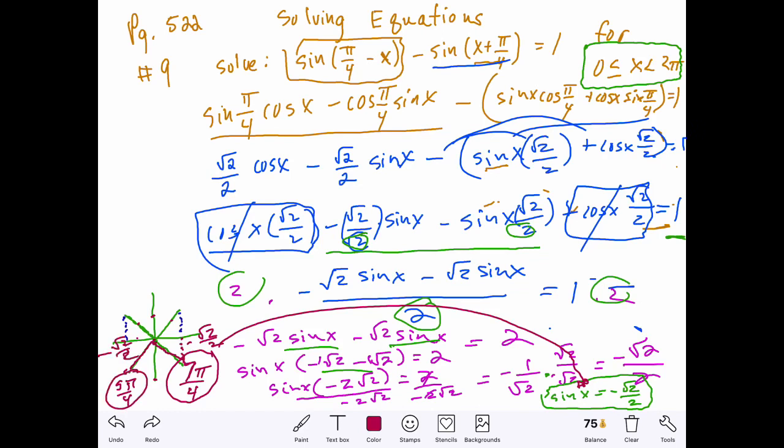So at the end, we need to go back and look at this information here to help us determine if we've done it correctly and we've got it in the right place there. So our solutions are x equals 7 pi fourths and x equals 5 pi fourths, okay?